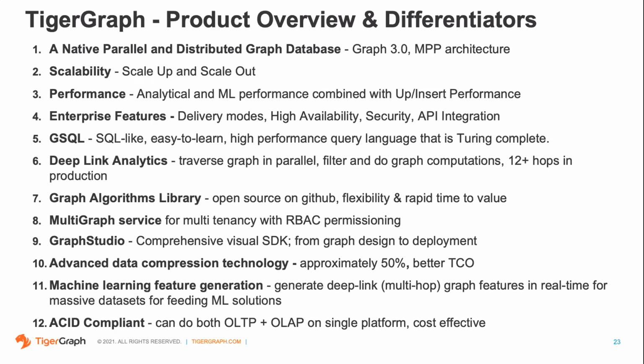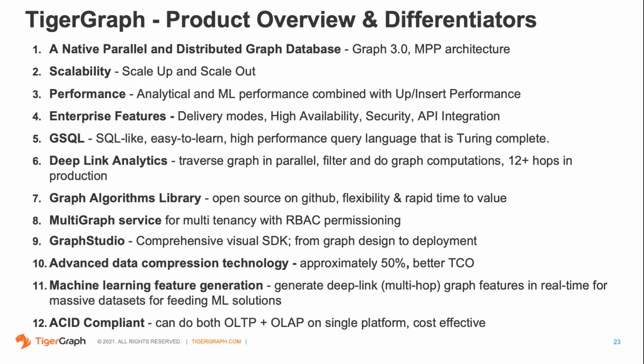We also have Deeplink Analytics. We allow you to traverse the graph in parallel, filter, and do graph computations up to 12 or more hops in depth inside your production environment with literally terabytes and petabytes of data. The graph algorithms library that we provide you is an open source library available on GitHub, but we do have the flexibility and the rapid time to value for all of our algorithms. They allow you to grow your environment, to really tune your environment to meet the needs that you have quickly.